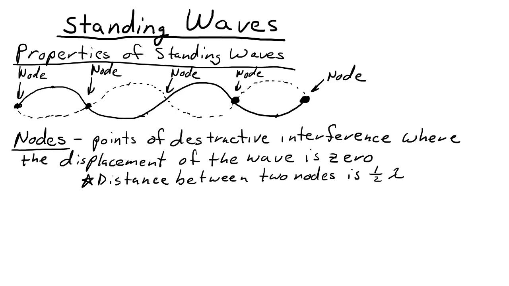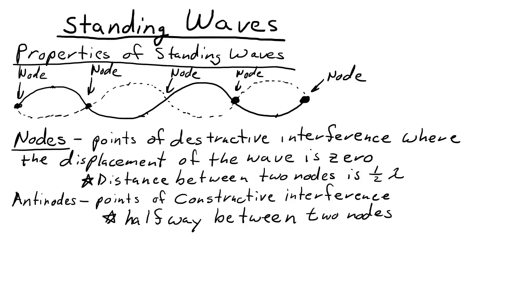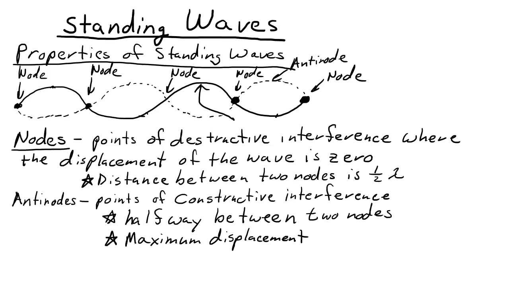Another point on a standing wave that's important to know about is an antinode. Antinodes are points of constructive interference. Antinodes occur halfway in between a pair of nodes, and at an antinode, the displacement of the particles is at maximum. You can see antinodes on the figure above here, here, here, and here.